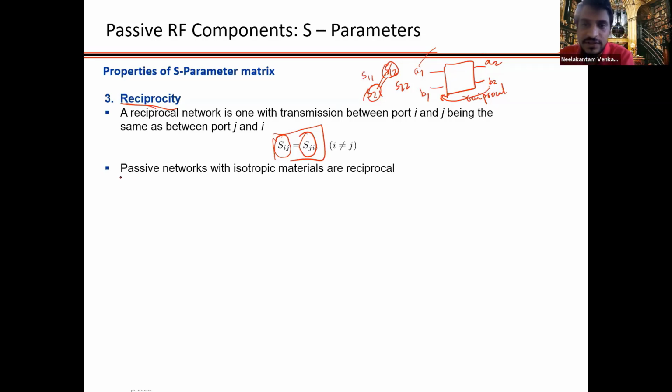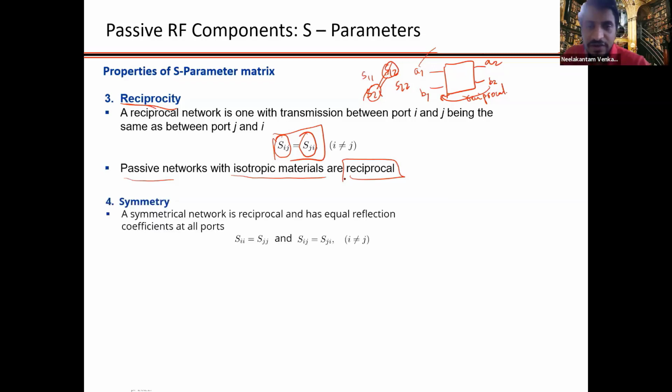So passive networks with isotropic materials are reciprocal. Isotropic, for the moment, take it as materials that do not behave differently depending on the direction of power flow. Whether the power flows in this direction, it behaves the same as when the power flows in the other direction. It behaves the same.